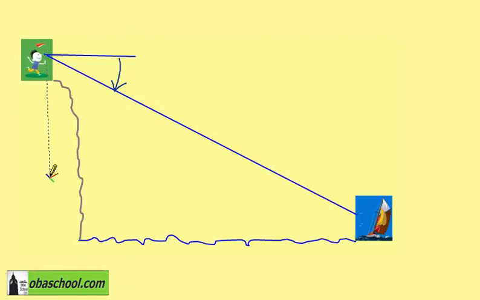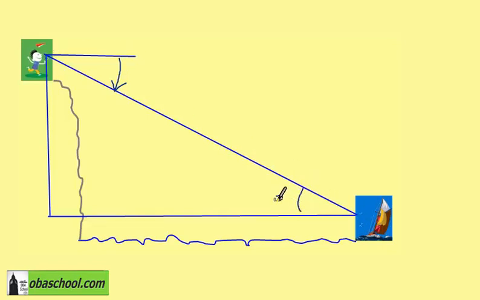So, let's suppose that we form a right-angled triangle here. Using Z angles, the angle of depression is this one here. So let's call this x.